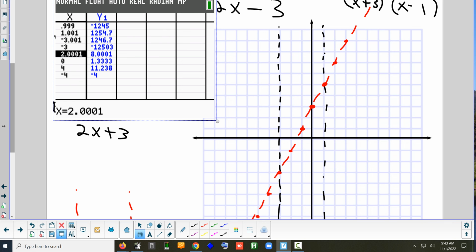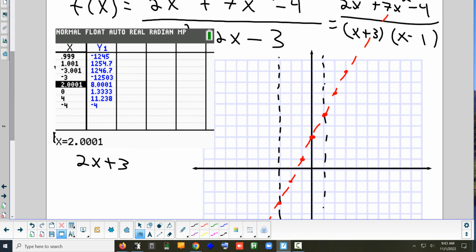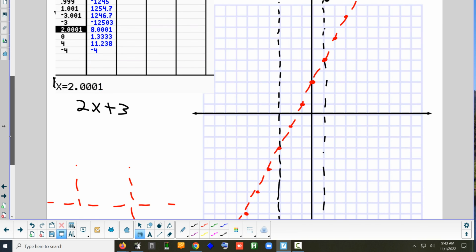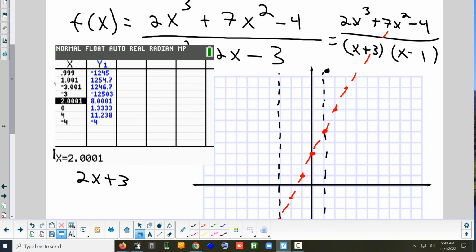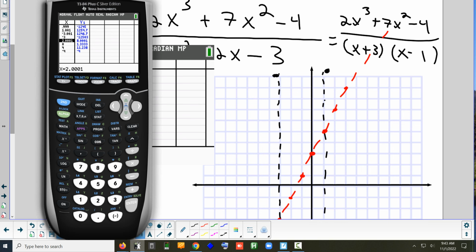So just before 1, we're down very low. Just after the number 1, we're up very high. Just after -3, we're up very high. And this one looks like I plugged in -3, but I really didn't. I plugged in -2.999, it just rounds it. So just to the right of -3, we're down at -12,000. So very, very low.